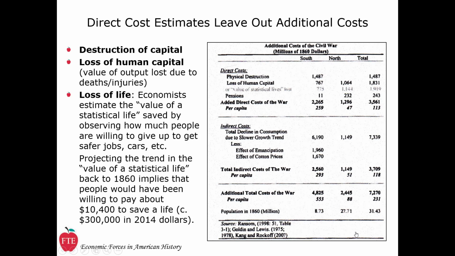So what we can do is look at the trend in this, project it back to the Civil War, and see about how much they were placing. And so the calculation I've got there is, in today's dollars, they were valuing their lives about $300,000.